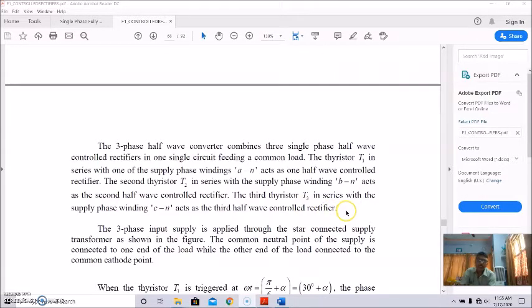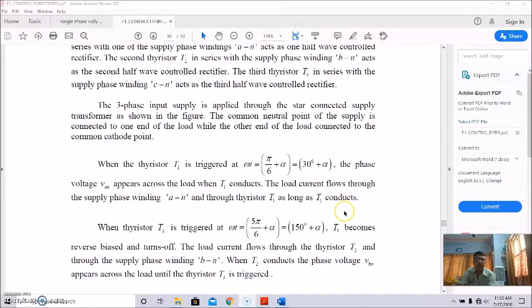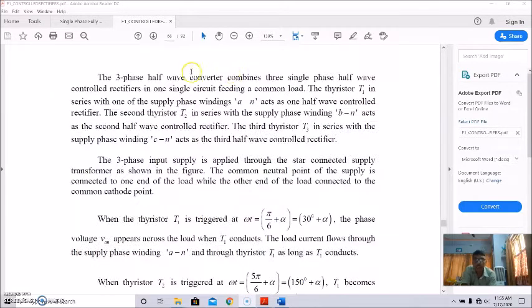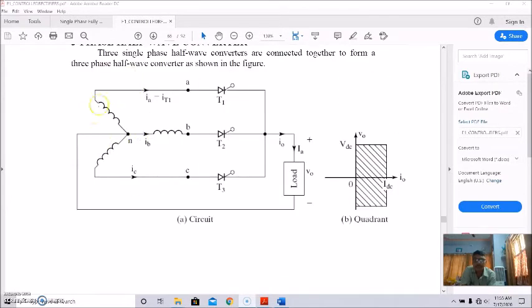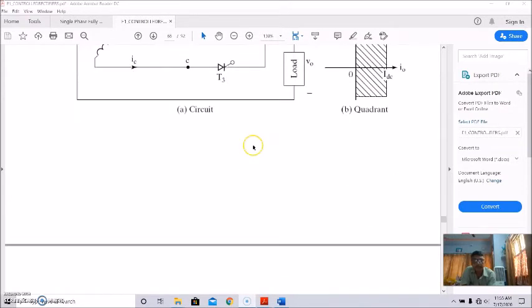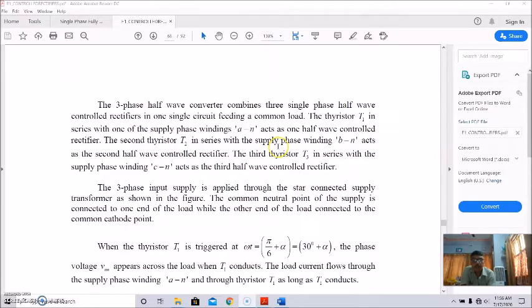So these are the half-wave controlled rectifiers, and this three-phase input supply is applied to the star connected supply transformer that is also shown here. This is the star connected supply transformer. Actually, the common neutral point of the supply is connected to one end of the load, while the other end of the load is connected to the common cathode point.